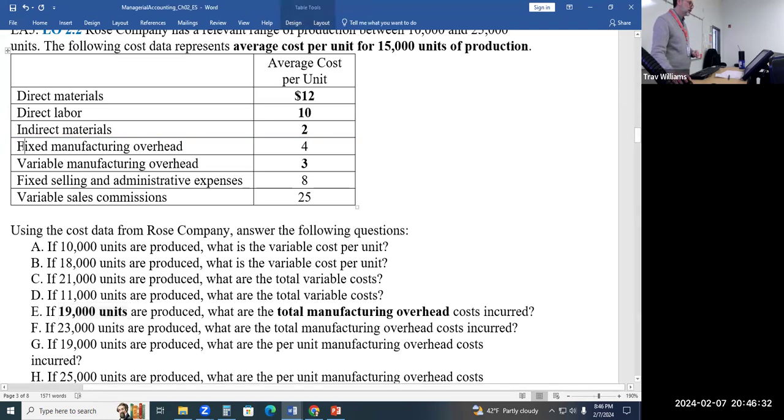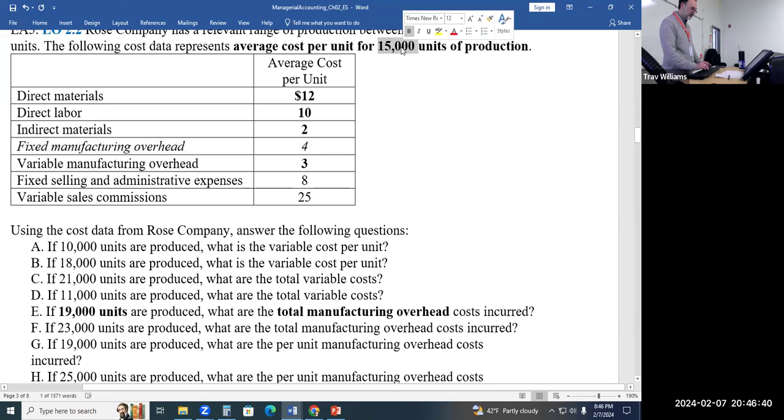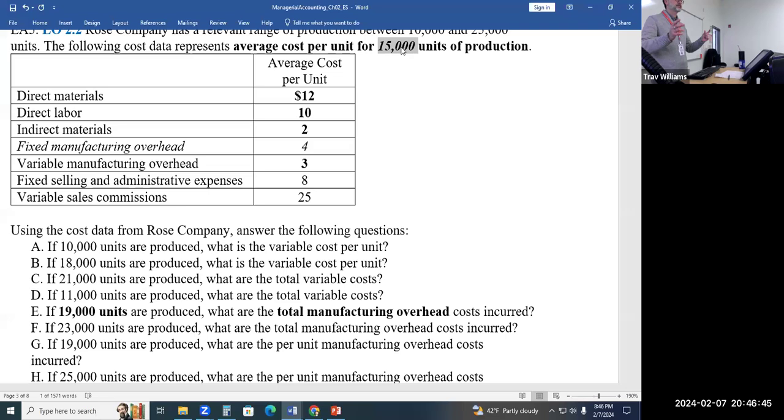We're going to take this $4 fixed manufacturing overhead per unit, multiply that by these 15,000 units it was based on. That will give us our total fixed costs, right? Because this $4 number is based on 15,000 units. So when we multiply 4 by 15,000, we get 60,000, right? So that is our total variable cost. Let's make a note of that. I mean, total fixed costs. Total fixed costs equal $60,000.